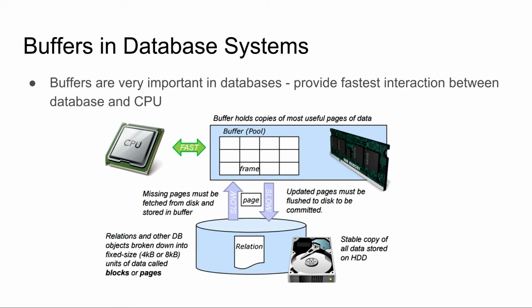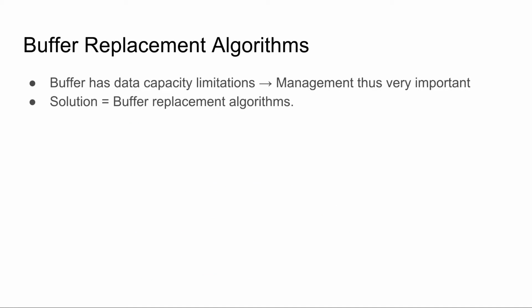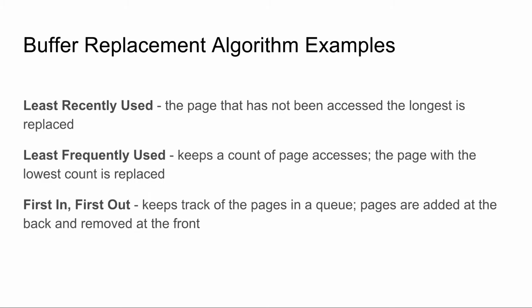So typically, because the buffer is much faster than the hard disk drive on which the relational database is stored, we want the most important or most useful pages of data stored on the buffer. Because the buffer has real capacity limitations, we need to make sure that management of the buffer is efficient to ensure that the database runs optimally. So the solution to this is basically buffer replacement algorithms. Here are some examples of the best known buffer replacement algorithms.